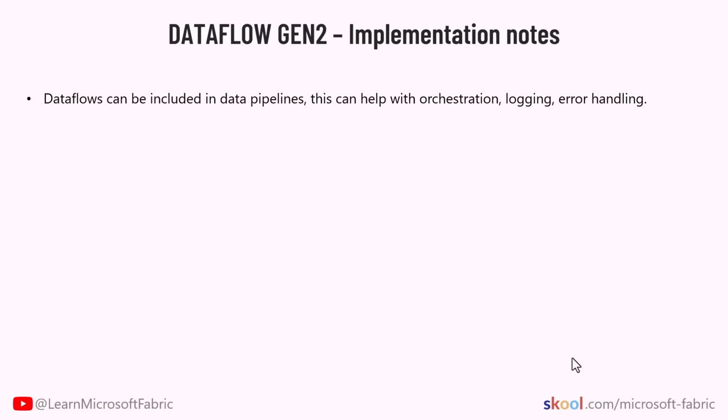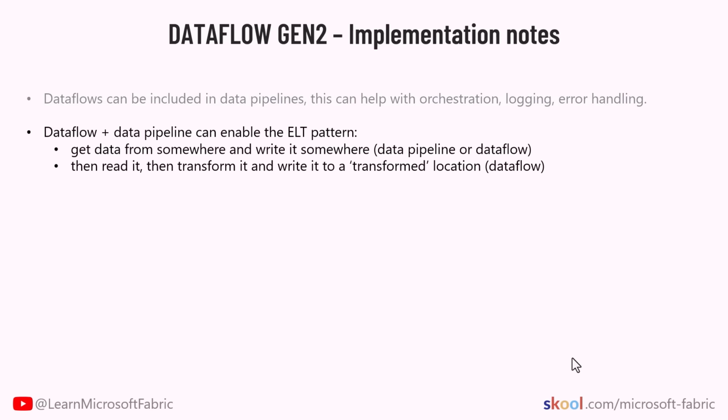So out of the box, data flows don't really have error handling. If there's a problem in one of your transformation steps, it's just going to fail, and you can't do anything after it fails. But if you embed your data flow in a data pipeline, which we'll talk about in a minute, you can handle those errors a bit more gracefully.